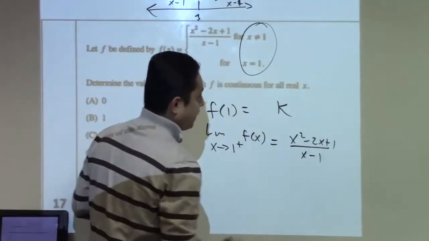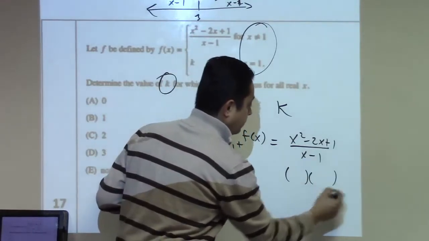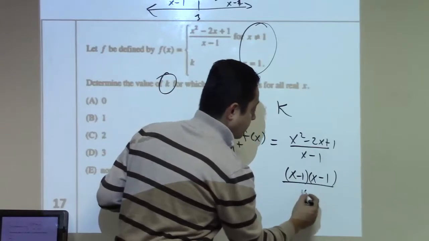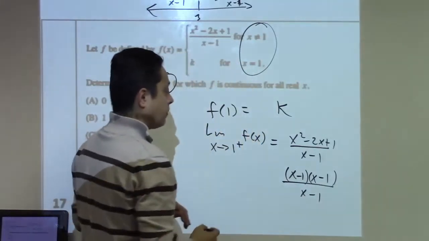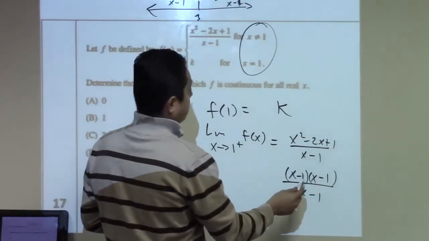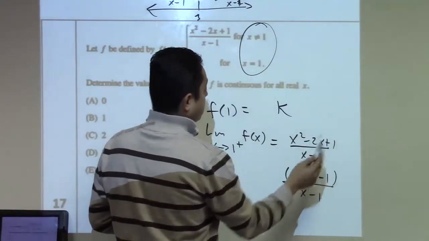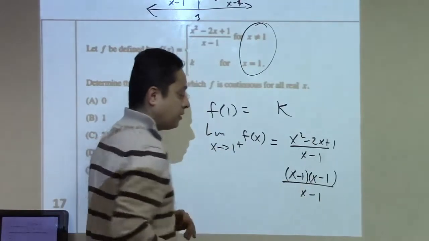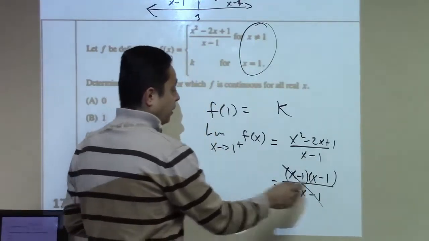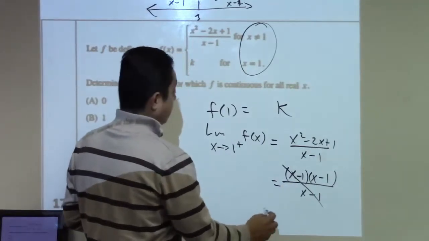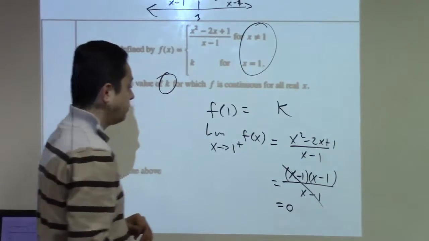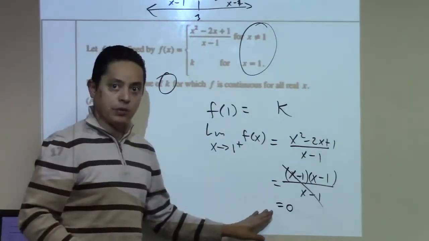Erase this to create some space. Factor the numerator. So that's x squared plus 1. That's a plus 1. Negative 2. That's correct. And you can notice that these two will cancel. So when you plug in the 1 there, you will get that the limit is 0. So the right limit is 0.